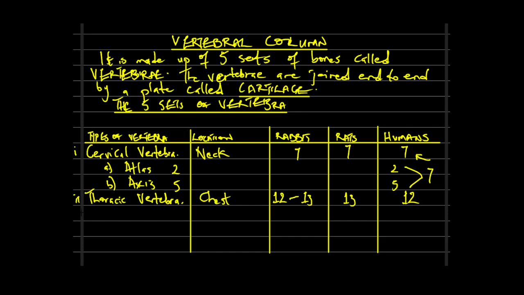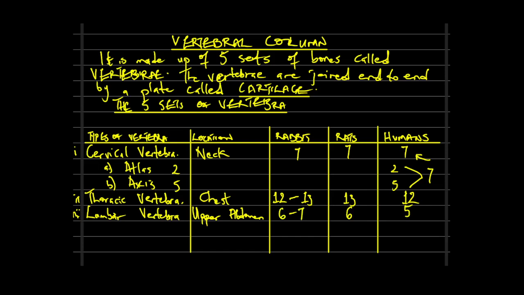So the third bone is called the lumbar vertebrae. The lumbar vertebrae is found in the upper abdomen. And in the rabbits, it is between 6 and 7. In the rat, it is a total of 6, and in humans, it is a total of 5 bones.